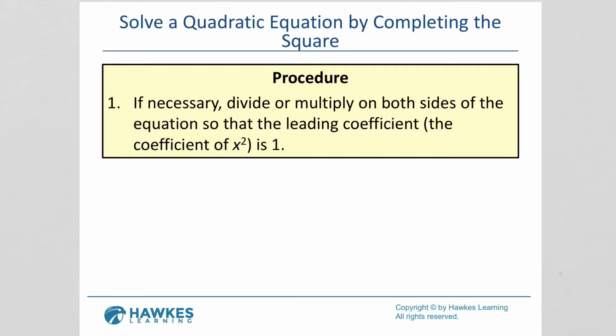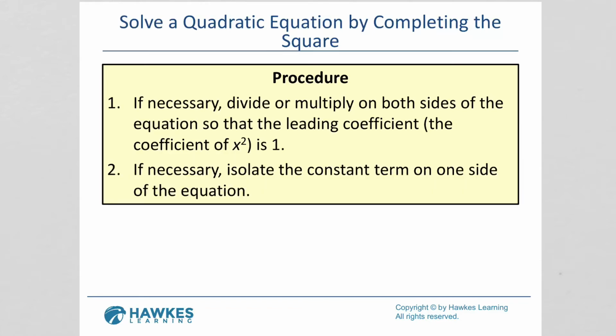To solve a quadratic equation by completing the square, step 1, if necessary, divide or multiply on both sides of the equation so the leading coefficient, the coefficient of x squared, is 1. Step 2, if necessary, isolate the constant term on one side of the equation. Now that's different than what we've done in the past.